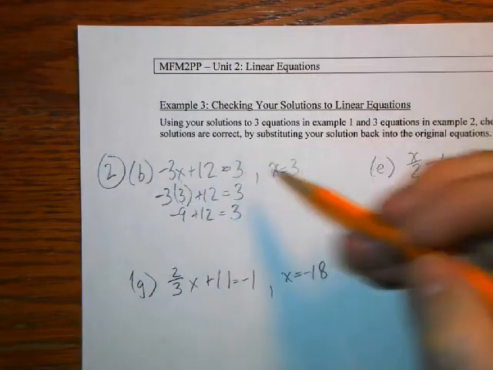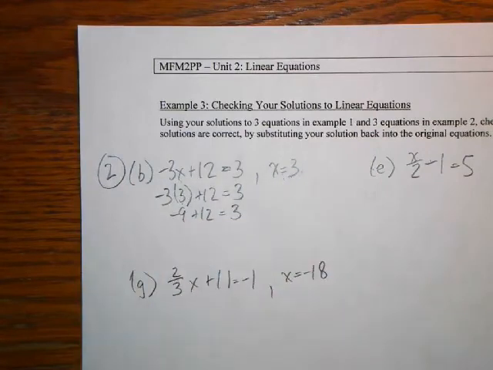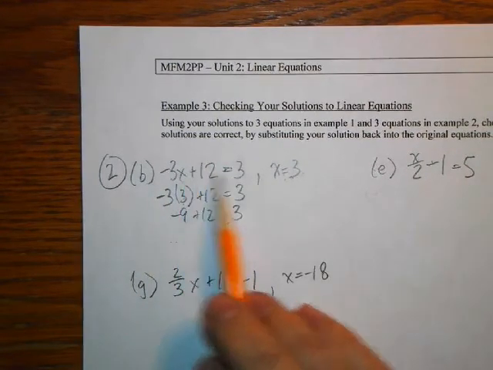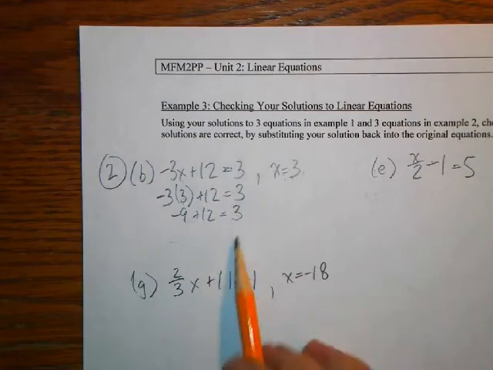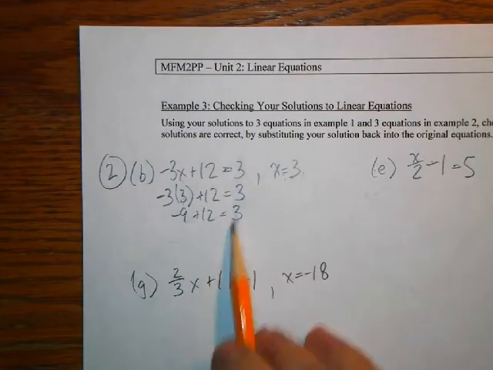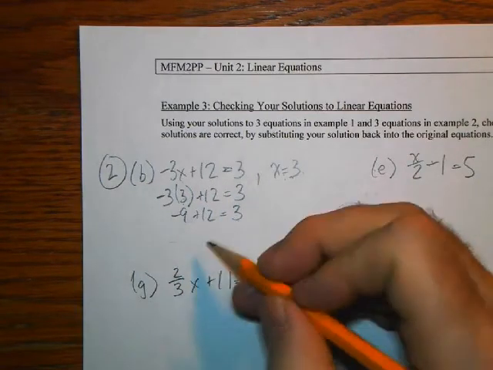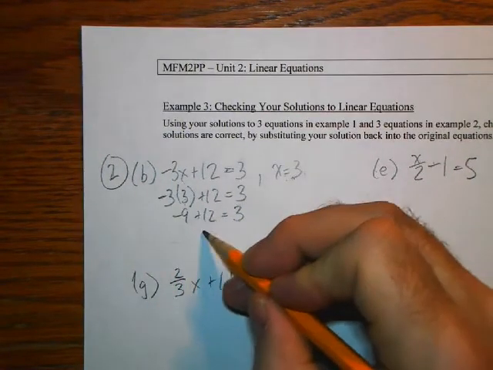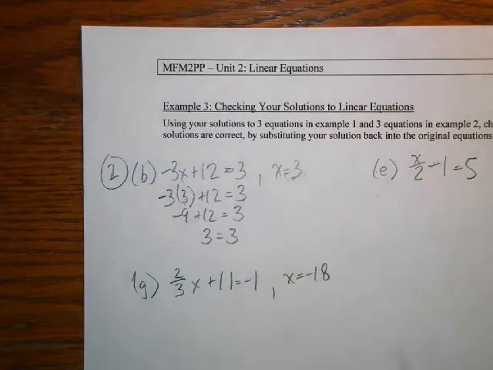When I do this, I'm not solving it again. I'm just putting the answer in and then seeing if the answer works. So I'm just evaluating the left side. The right side, I don't have to do anything in this case because it's all just one number. But on the left, I have to combine these two, so I get a 3. 3 equals 3.